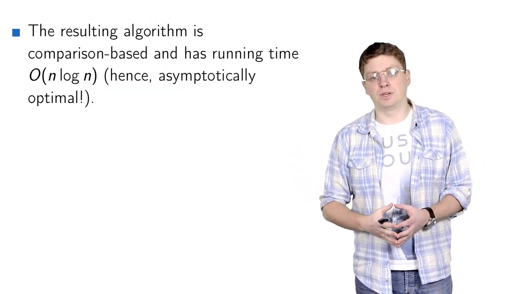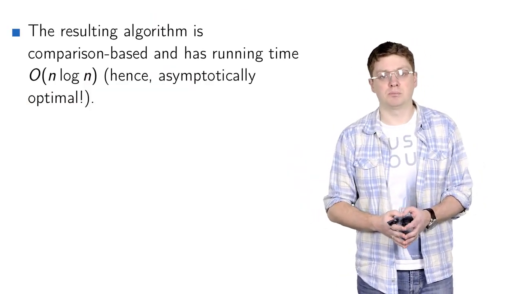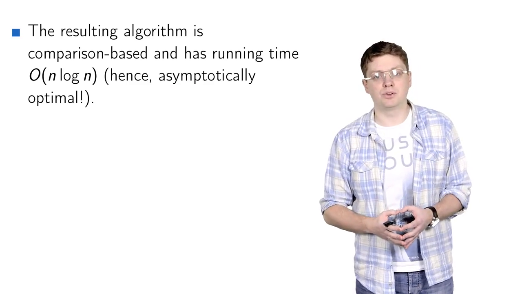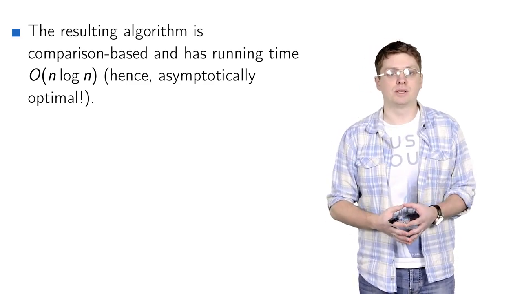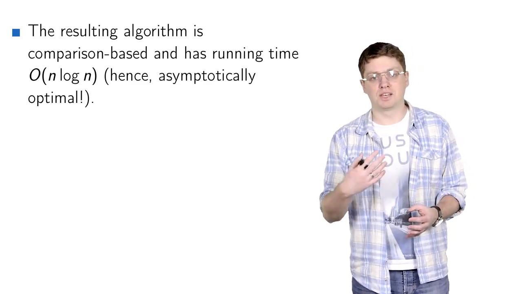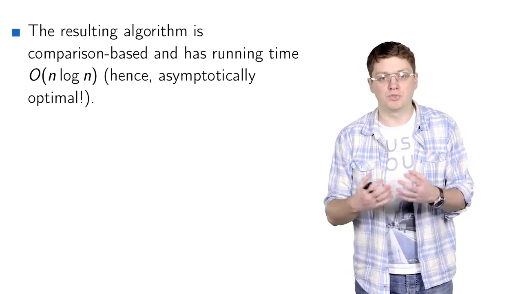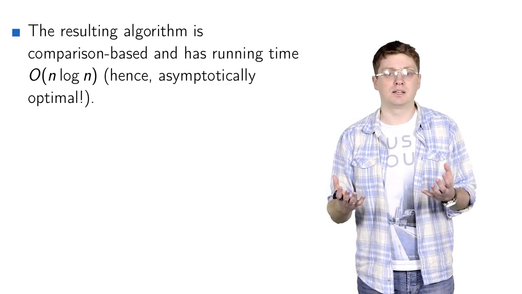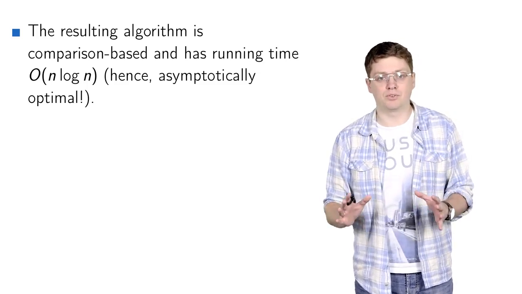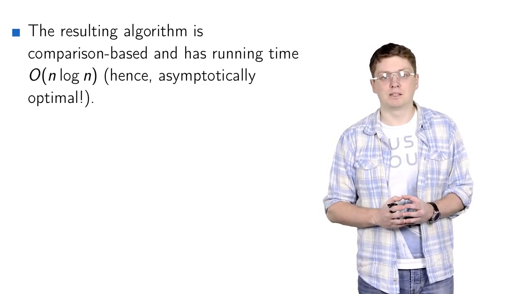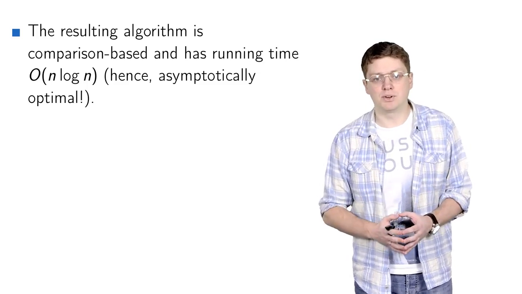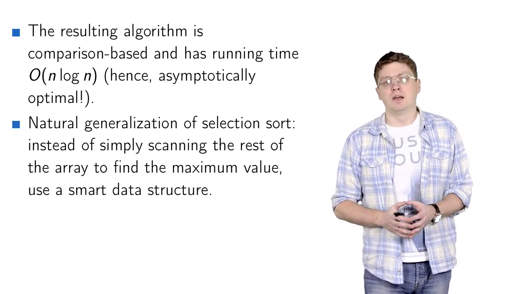So we know that if we use binary heaps as an implementation for priority queue, then all operations work in logarithmic time. So this gives us an algorithm with the running time big O of n log n. And recall that this is asymptotically optimal for algorithms that are comparison based. And this algorithm is clearly comparison based, right?